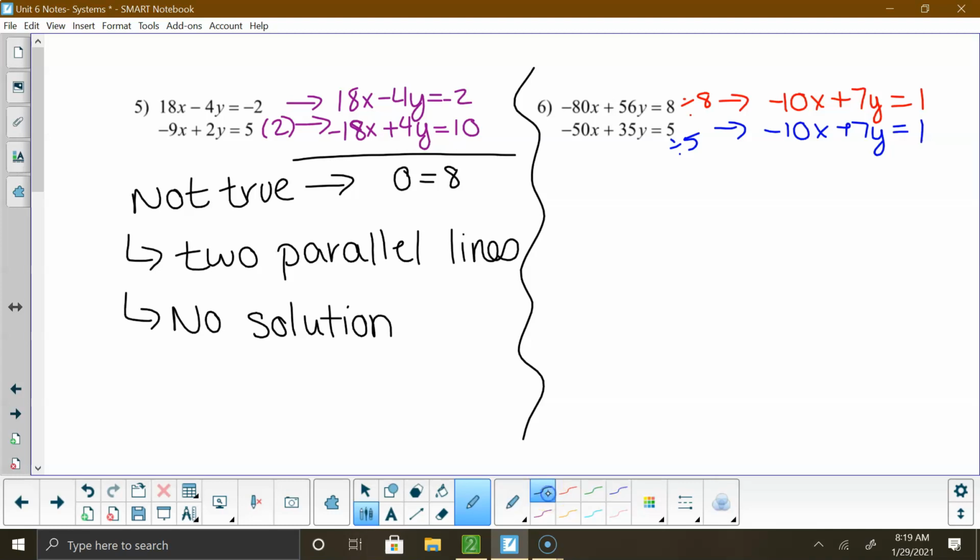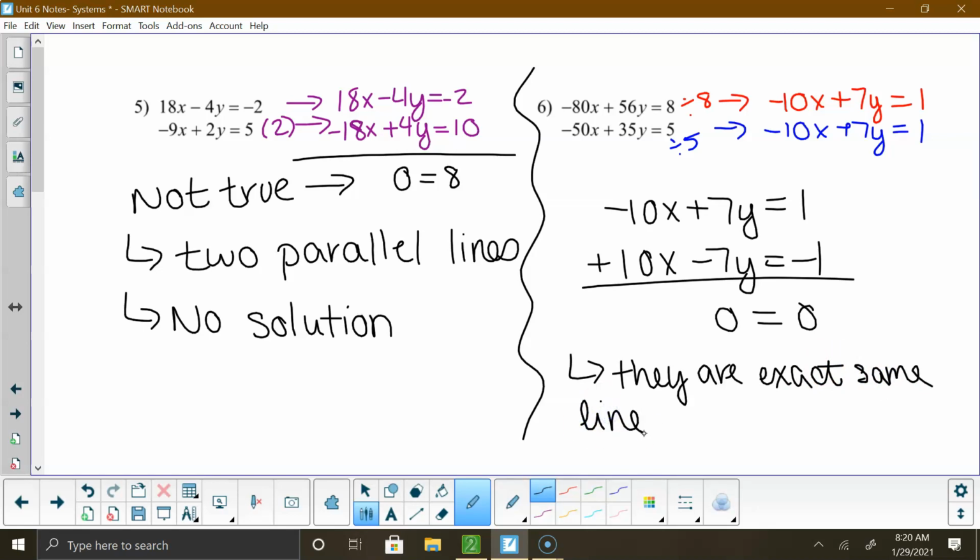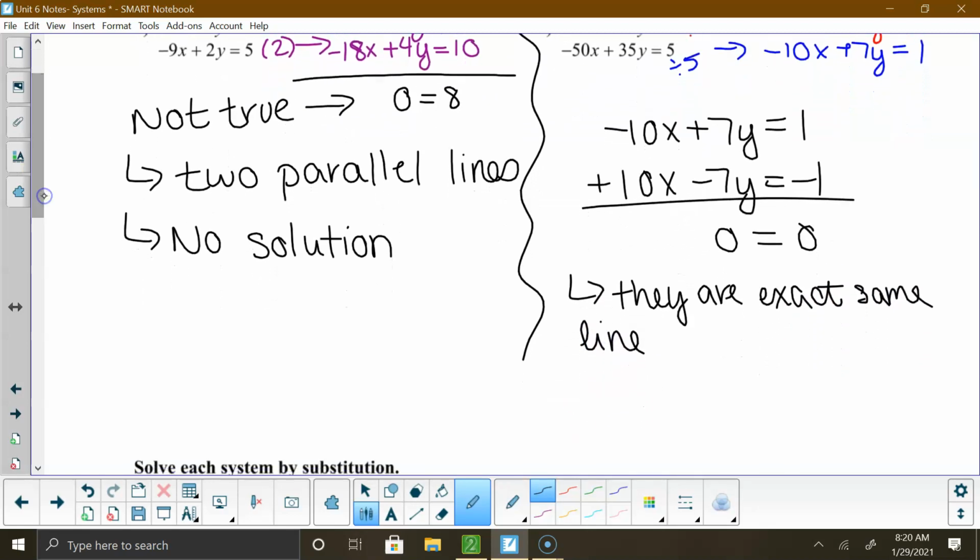If you went to eliminate these, I'm going to change all the signs on that bottom line. 0 equals 0. All right, that's what you were asking about. What do I do when I see that? This means they're the exact same line. And therefore, we're going to have something called infinitely many solutions.